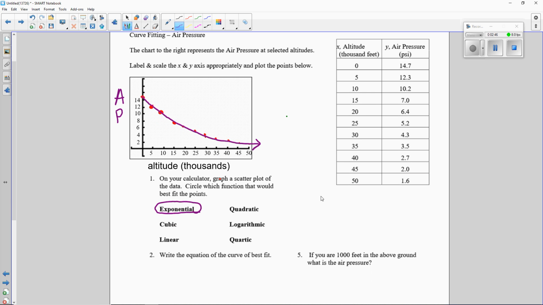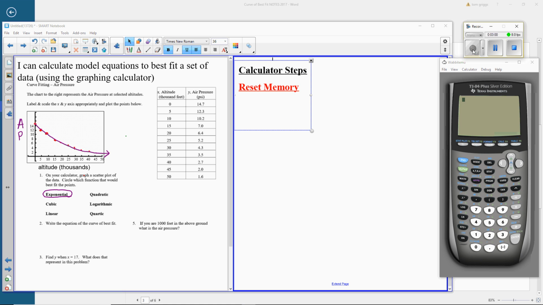Pause the video as you need to. But number 2, we're going to write the equation of the curve of best fit. So we need to come up with an equation for that curve right there. Here's where we're going to use the calculator. So the first thing we're going to do is reset the calculator's memory. A lot of times you end up putting weird settings in the calculator when you go through these problems, so it's always good to start with a fresh slate.